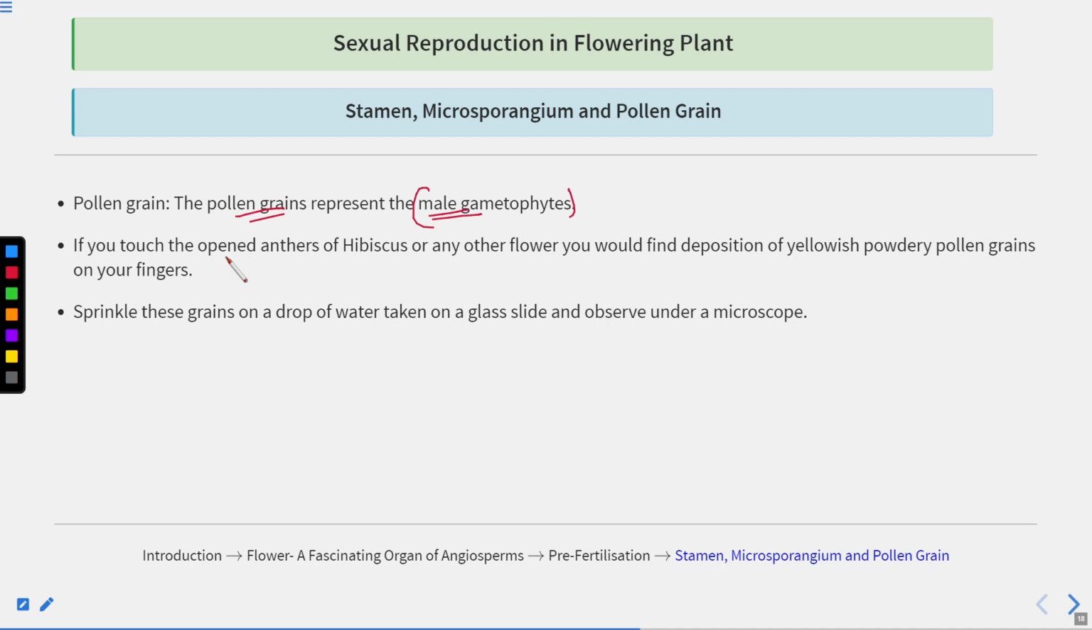Clear? Now, if you touch the open anthers of the hibiscus or any other flower, you would find deposition of yellowish powdery pollen grains on your fingers. So that powder consists of the pollen grains. Now, sprinkle these grains on a drop of water taken on a glass slide and observe it under the microscope. There is one exercise: sprinkle some of these pollen grains on top of the water, then observe it under the microscope, and then you can tell about the structure of the pollen grains.